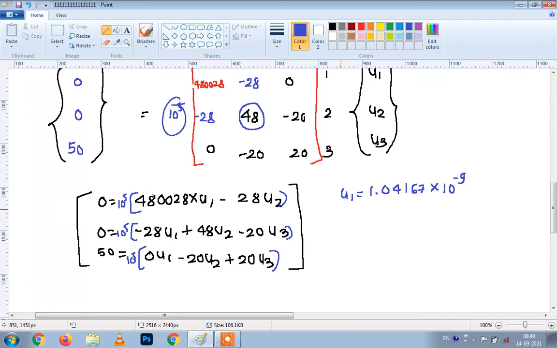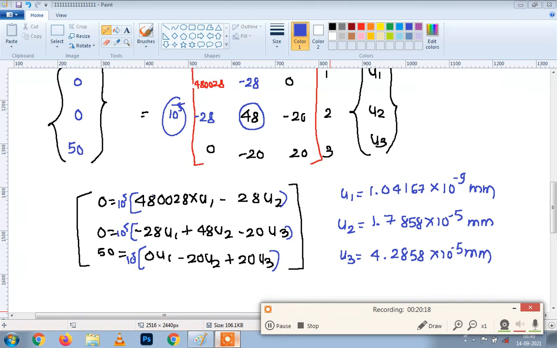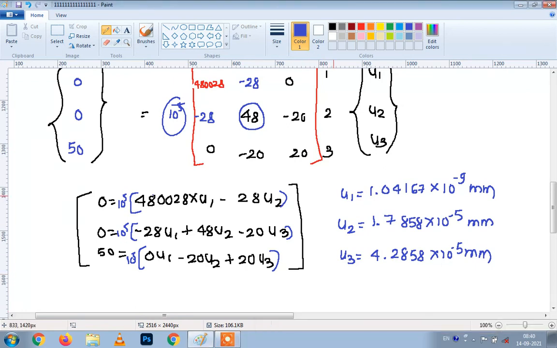Please let me know in the comment section whether you are getting the same value. u2 that I am getting here is 1.7858 into 10 raised to minus 5, and the value of u3, that is the displacement of node number 3, is 4.2858 into 10 raised to minus 5 mm. So these are the values that we get for u1, u2 as well as u3.